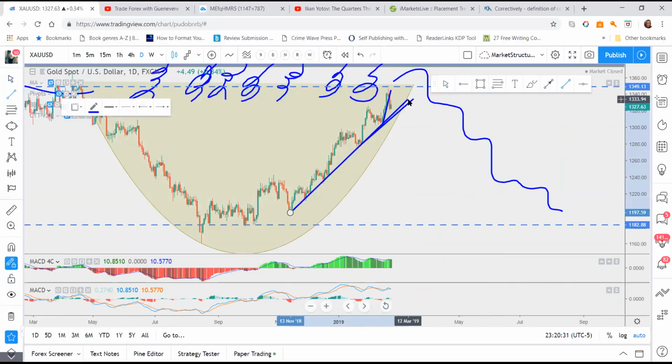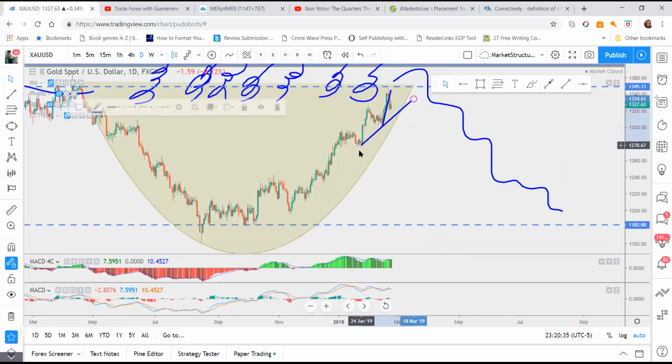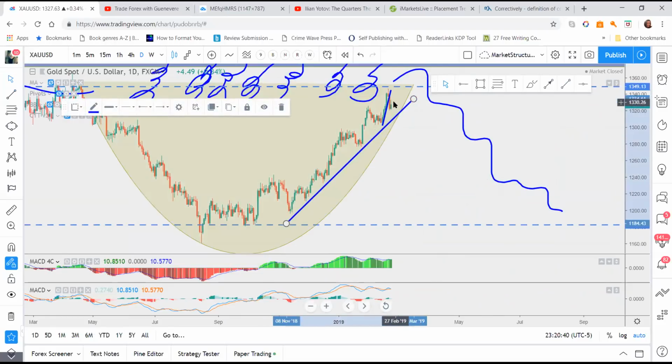It'll be right there. So that would have been a beautiful trend line for somebody to be using to trade gold. Look at that. So it could continue selling down to here and then go back up.